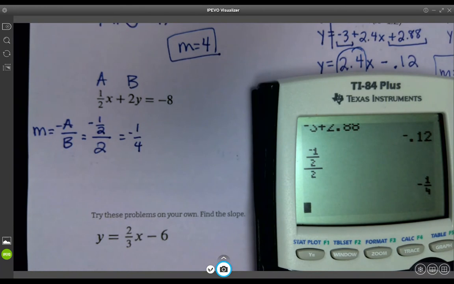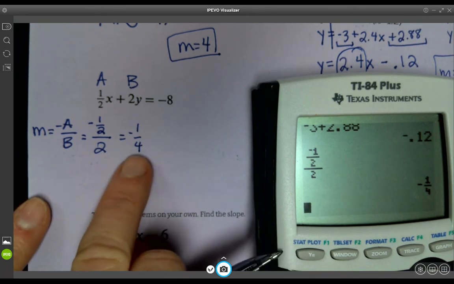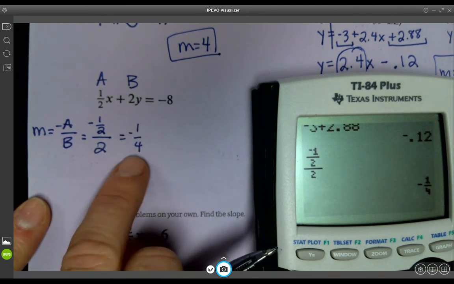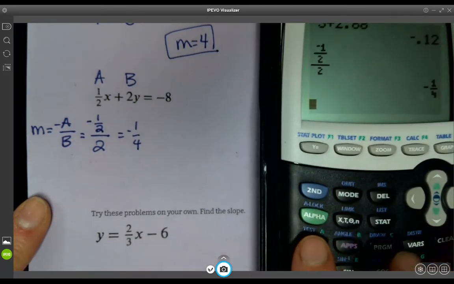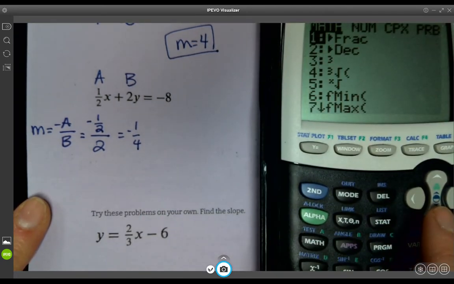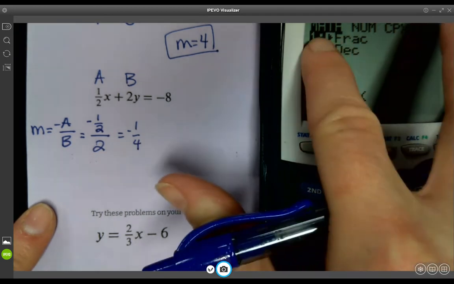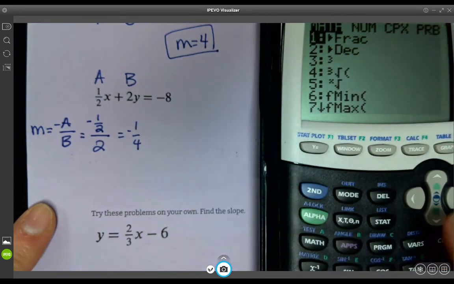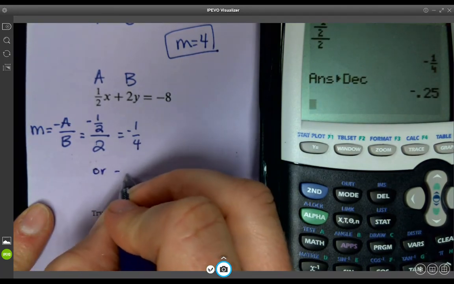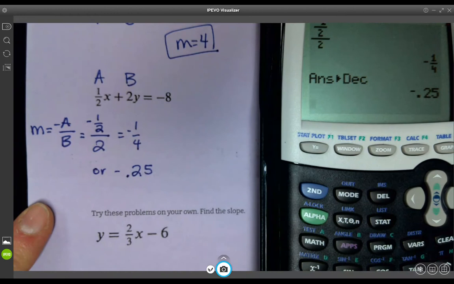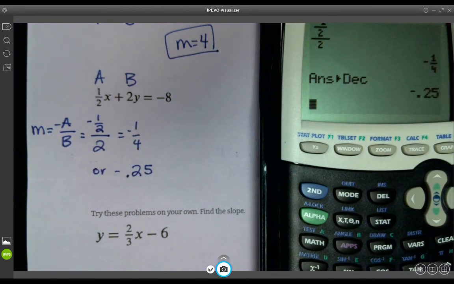On your quiz, though, there is a problem that's a fill in the blank, where you have to bubble your own answers, but you can't put a fraction into bubbles. So what you'd have to do is change it to a decimal. To get to a decimal, you go to math, go down to number 2 for decimal. Fraction is number 1. But if I want the decimal form, I'd go to 2, press enter. So just remember, if it asks for your slope, and it's one of those answers that you have to type in, put it as a decimal.